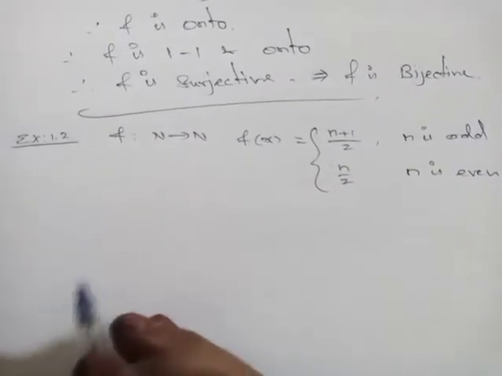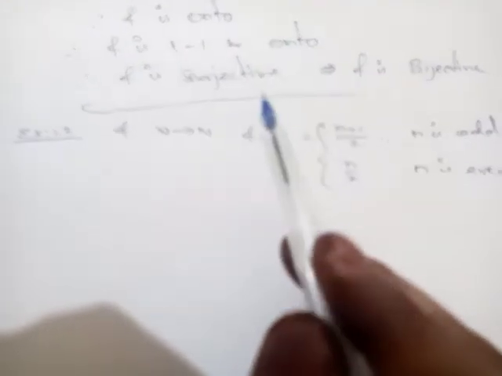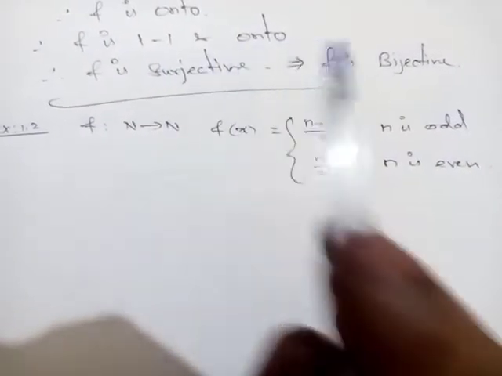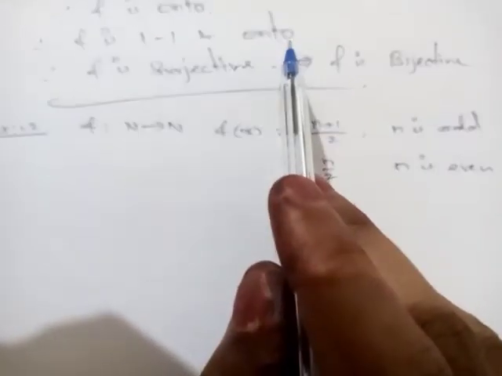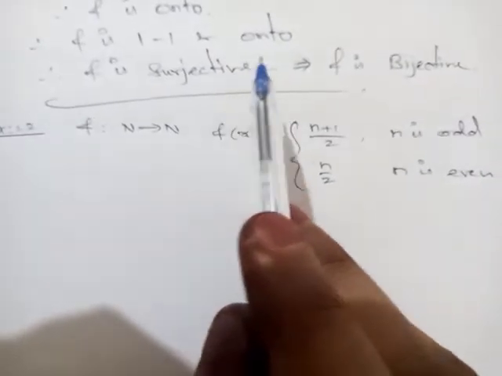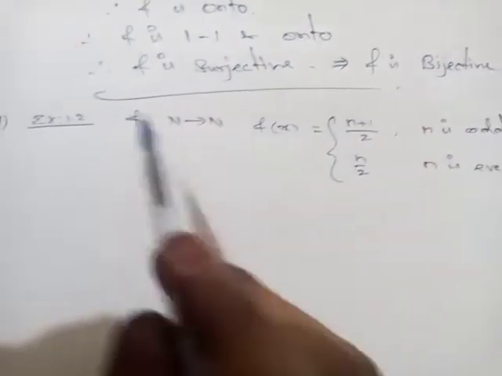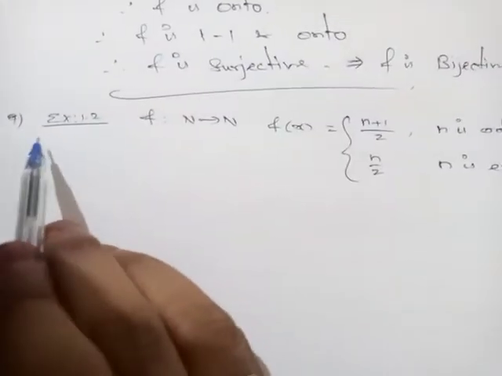In the last class, we completed the types of functions. In that, a function which is 1-1 and onto, we can say that it is bijective. 1-1 means injective, onto means surjective. If it is 1-1 and onto, then it is bijective. Okay, right. So, some of you asked this doubt.